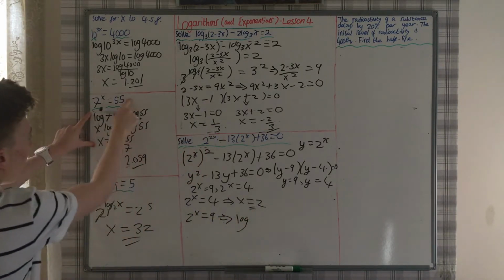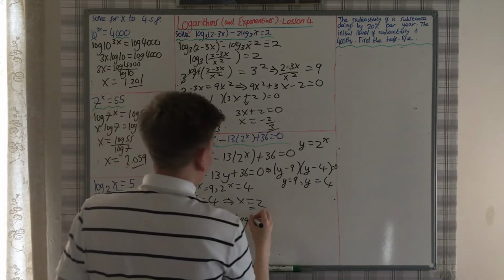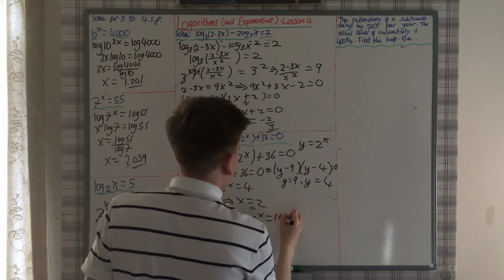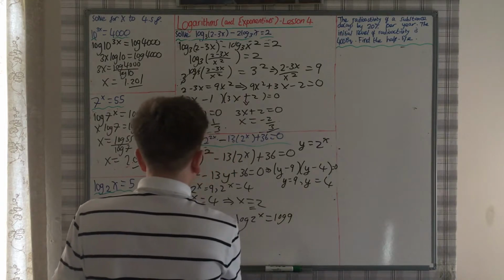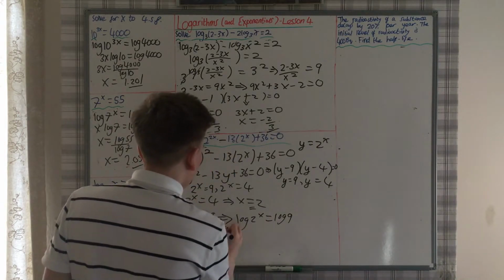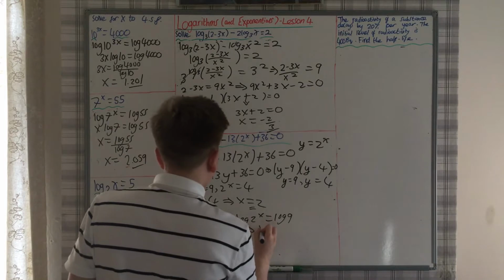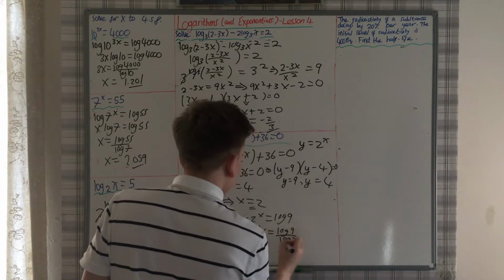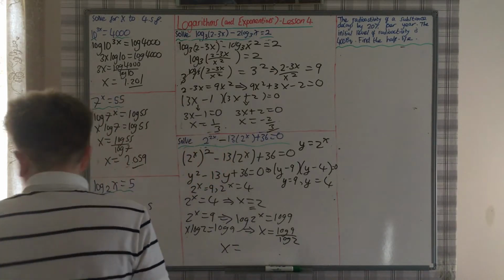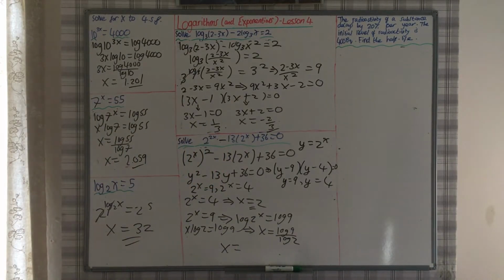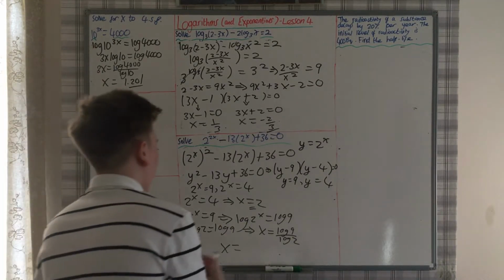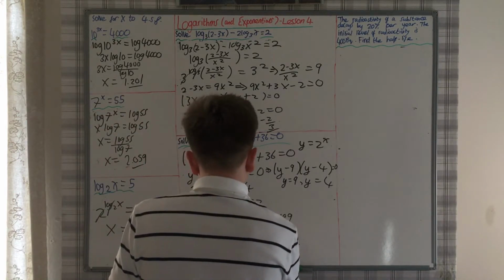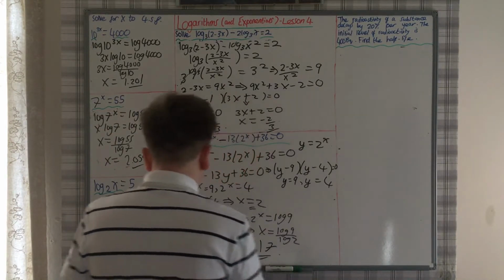Because this is similar to this question now. Log of 2 to the power x equals log 9. So x log 2 equals log 9. So x is equal to log 9 divided by log 2. So we get a calculator and we do log 9 divided by log 2. We get an answer of 3.17 to 3 significant figures.